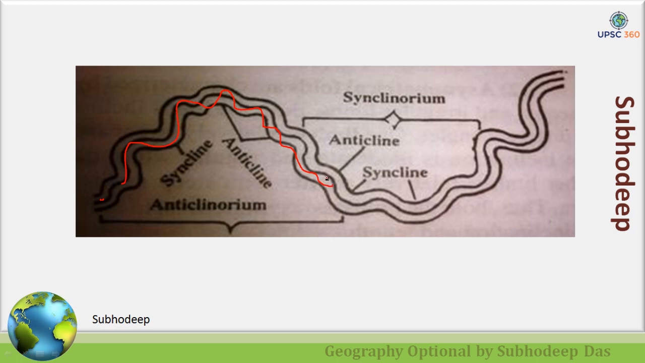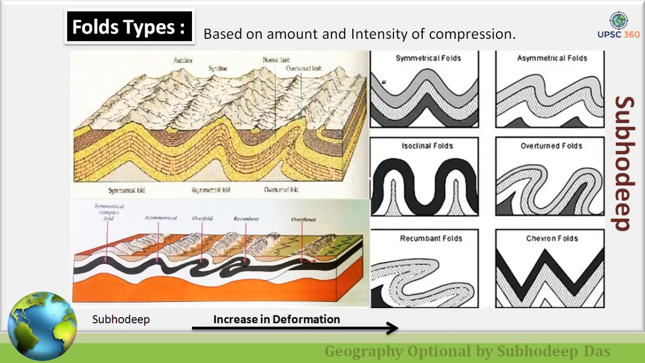So if it makes a fan-shaped structure, then see, this is the upward fan-shaped structure, this is the downward fan-shaped structure, right? So this upward fan-shaped structure is called anticlinorium. This downward fan-shaped structure is called synclinorium. All right. So these are quite important terms which we should remember.